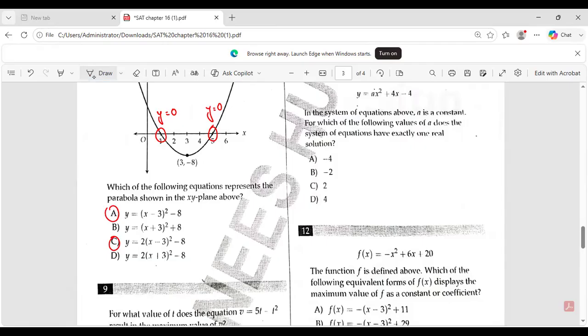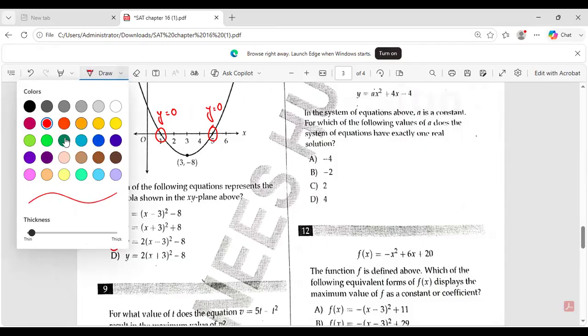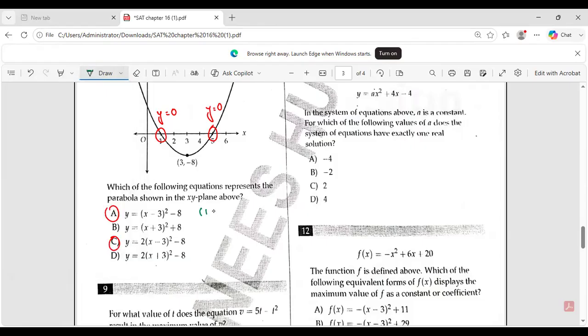So see, if I just simply plug in the value of x is equals to 1, तो अभी क्या होगा? So 1 minus 3 to the whole square minus 8. So this is going to be equivalent to 2. 2 plus square is 4. 4 minus 8. The answer is not coming to be 0. So ये तो answer नहीं हो सकता.